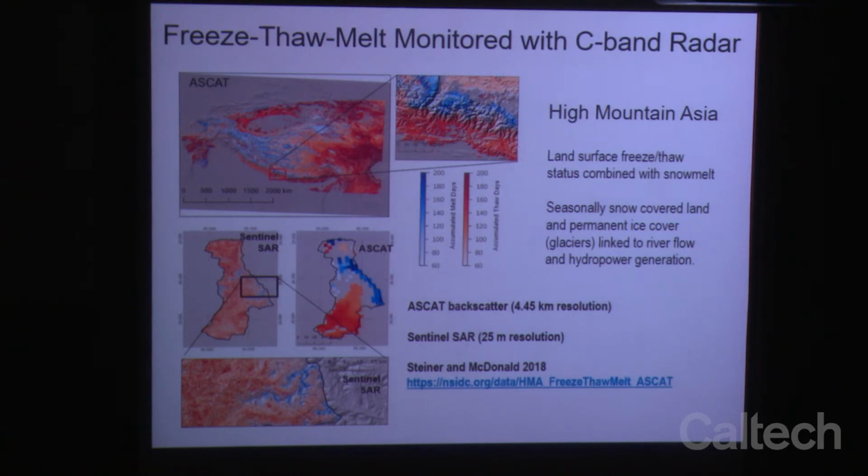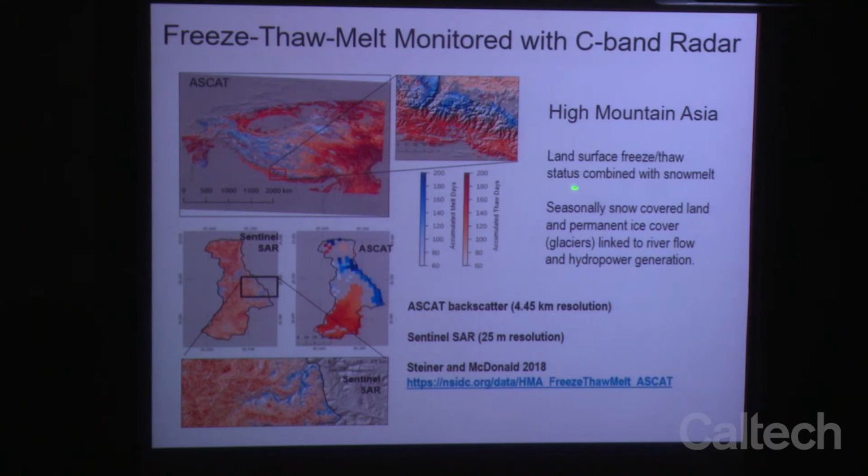These are examples from the high mountain Asia domain, looking in the Himalayas, where we have used C-band radar, ASCAT and Sentinel SAR. ASCAT's a coarse resolution scatterometer; we have data here from about 4.5 kilometer resolution. The Sentinel SAR is much higher resolution, and you can look at the difference between having the fine scale and the coarse resolution products and see the importance of getting the high spatial fidelity here in these complex terrains.